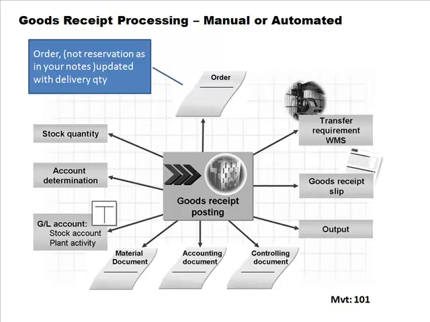Of course, a goods receipt slip is printed, and any other form of confirmation output, and the same 3 documents as before: a material document, an accounting document, and a controlling document. The accounts updated now are the stock account and plant activity, because plant activity is the one that produced all of these items we're putting away in stock. Those 2 accounts would get updated, and then stock quantity, obviously, would get updated as well. We're keeping track of inventories. So those are all the effects of goods receipt. Once again, this goods receipt is movement type 101, receiving goods into stock.